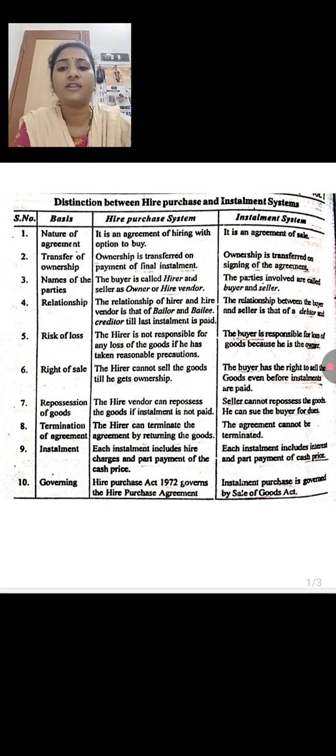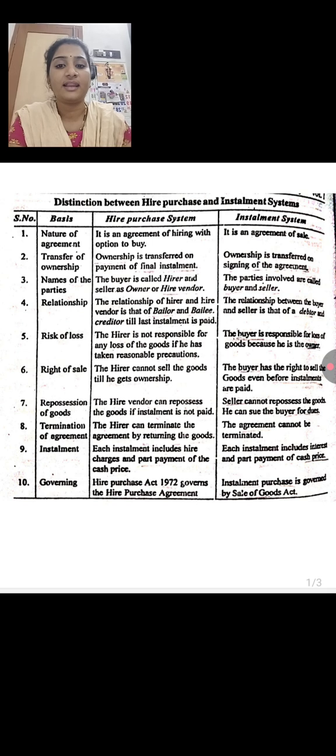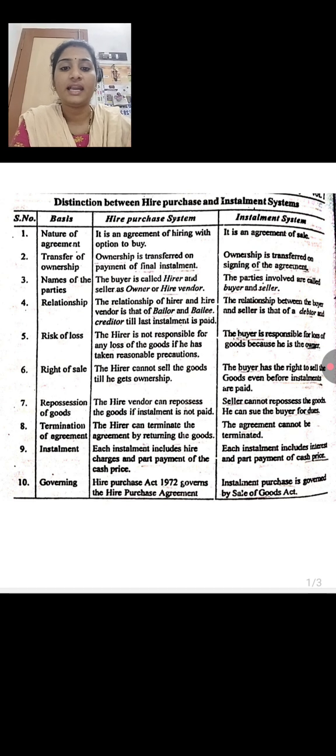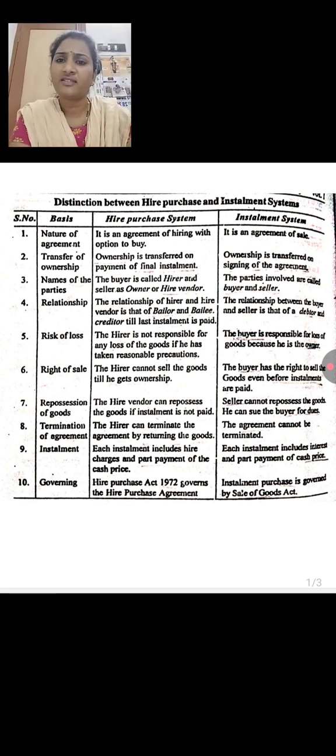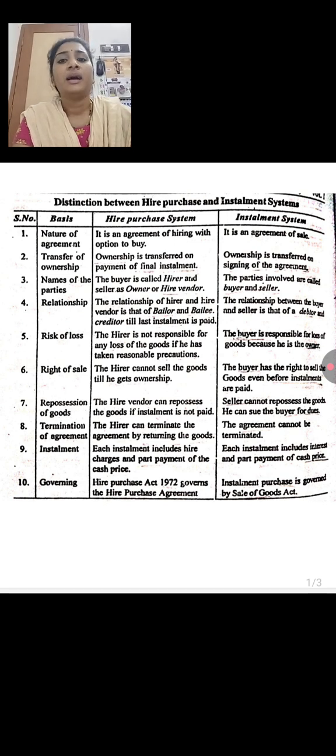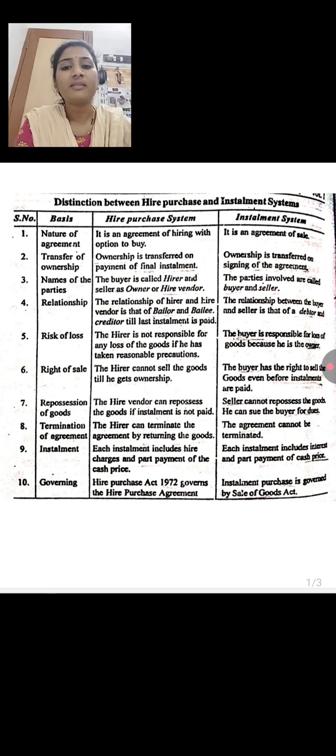The hirer cannot sell the goods till he gets ownership. So hirer means the buyer. The buyer cannot sell the goods till the last payment. Here in installment system, the buyer has the right to sell the goods even before the installments are paid. Even before the installment is paid, the buyer can sell or do anything with that product. And in hire purchase system it is not at all possible to do that.